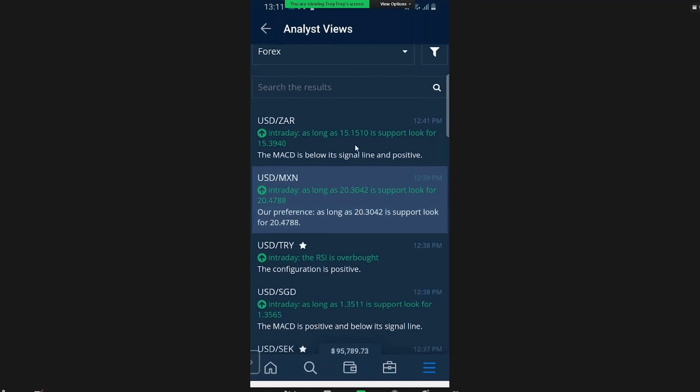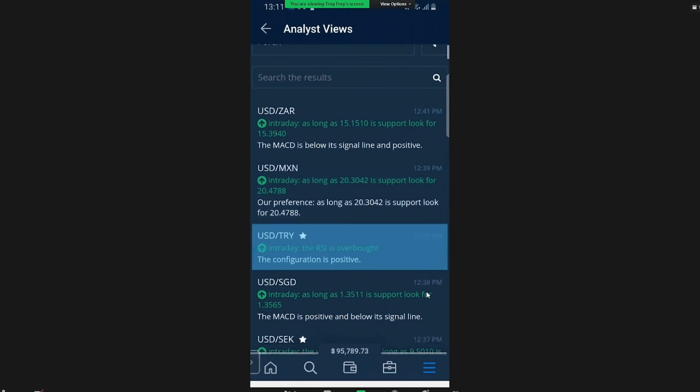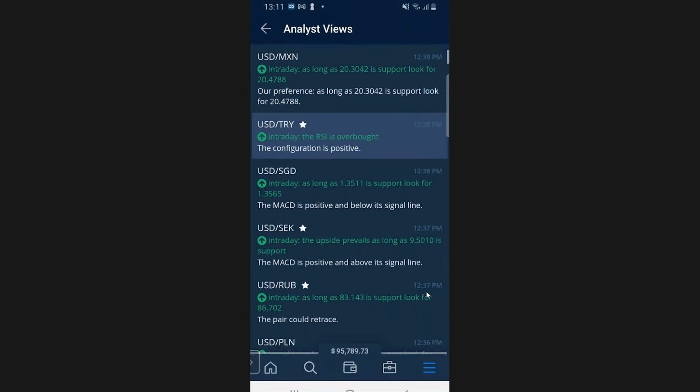USDZAR. Why are all the signals up on US dollar? USD Mexican peso, USD Turkish lira, on and on. USD Singapore dollar, etc. Every signal saying intraday USD up. Had you looked at these signals as they came in and were trading on them, you might already be in nice profits, right? And we can scroll back in time, and these signals come in throughout the day.